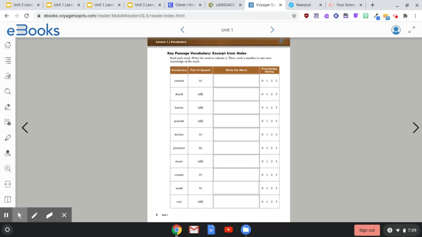Are classes held on the school premises? Yes or no? Would you find a concession stand on the premises of a ballpark? Yes or no? Now I want you to describe the premises of the elementary school that you attended.